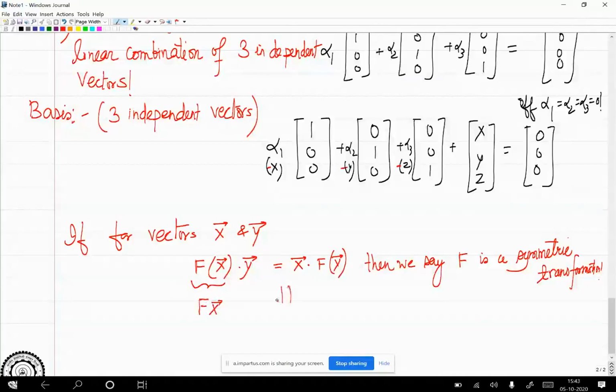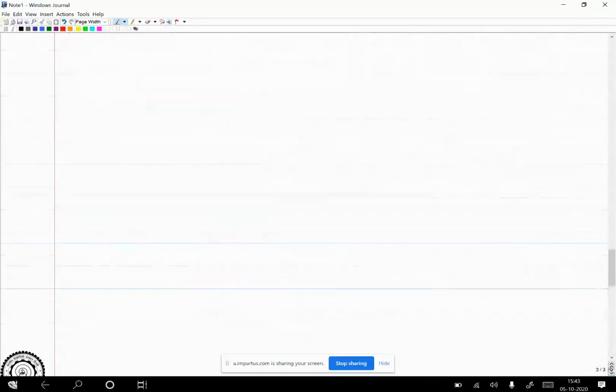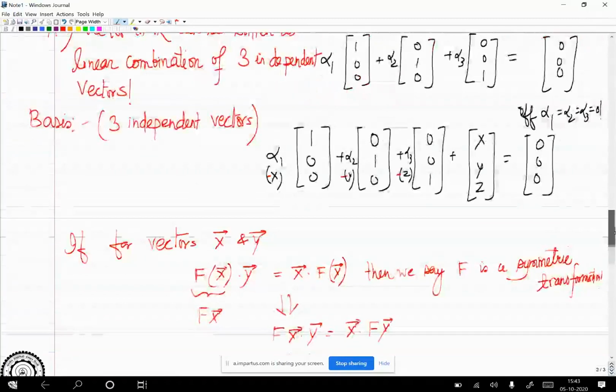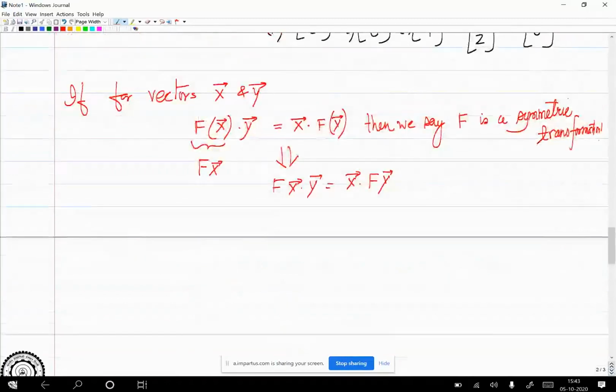So this then becomes fx dot y is equal to x dot f of y. If this is satisfied, then it's a symmetric transformation. But in general, a transformation is not symmetric.